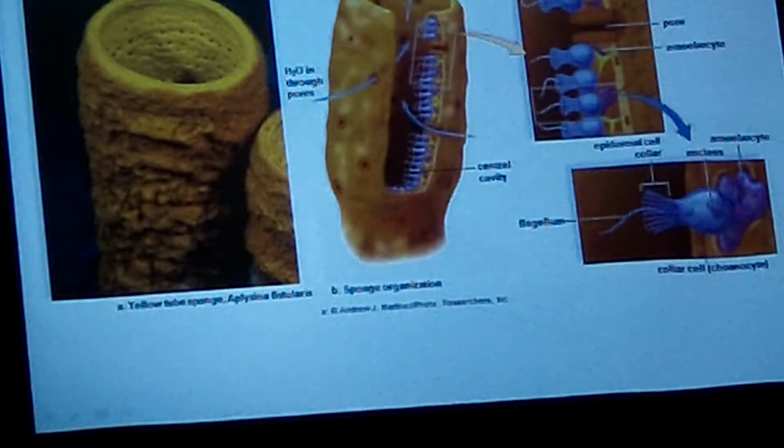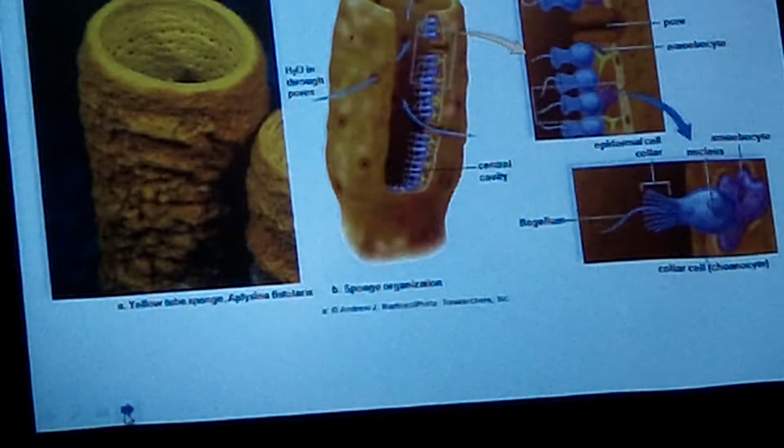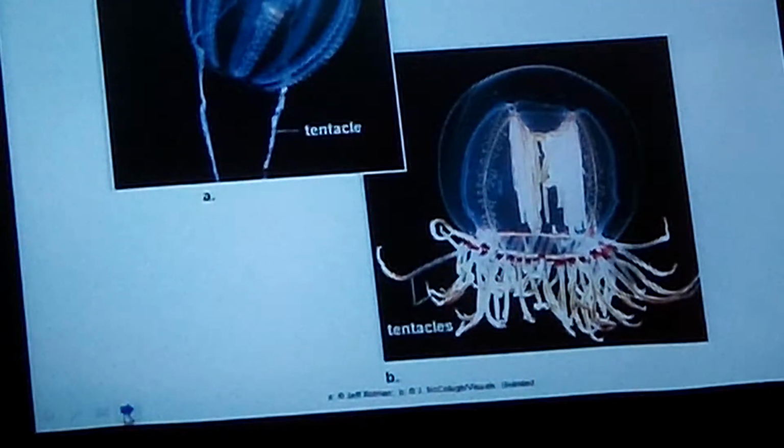So, yes, it's a bunch of cells, not only those cells on the inside, but there's cells that look like little amoebas crawling around. There's cells that form the outer layer. If you want to learn more about each one of these types, you take marine biology, and we study each of these in a lot of detail.